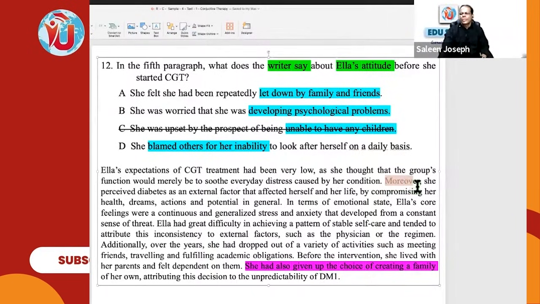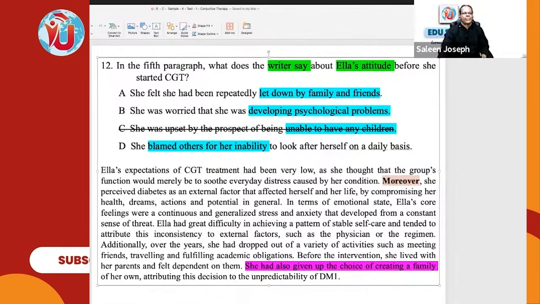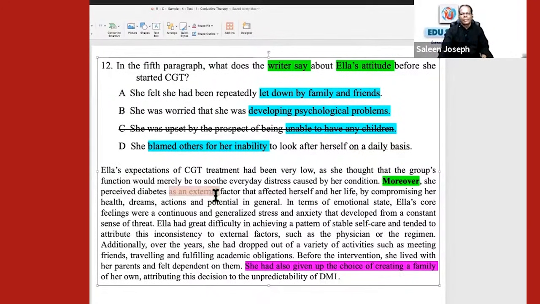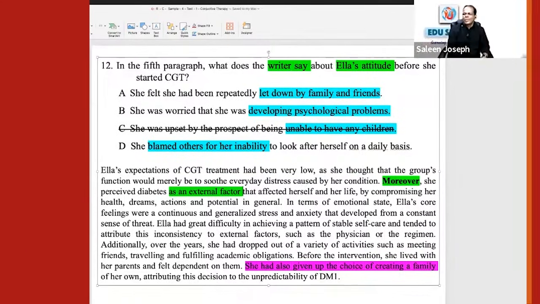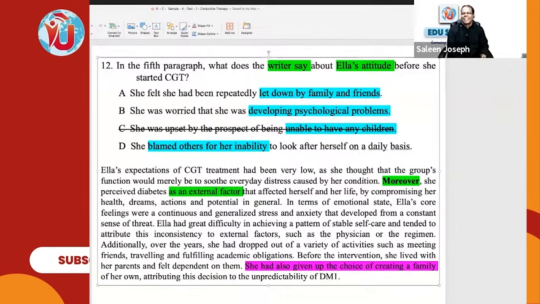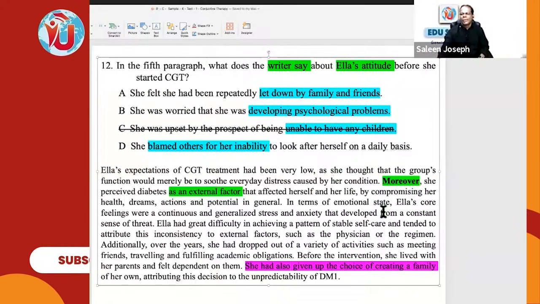Usually when there is some expression called moreover, the answer will be somewhere there. Moreover, she perceived diabetes as an external factor. Means what? Blame others. From outside. Somebody is causing this. That also says blaming others, right? External factor, not my problem, others' problem. That affected herself and the family by compromising her dreams and potential in gender.